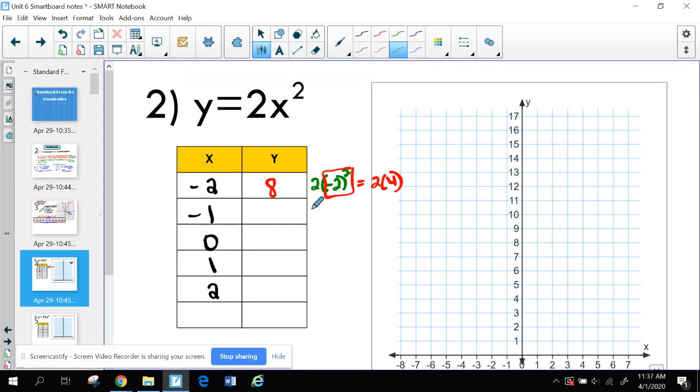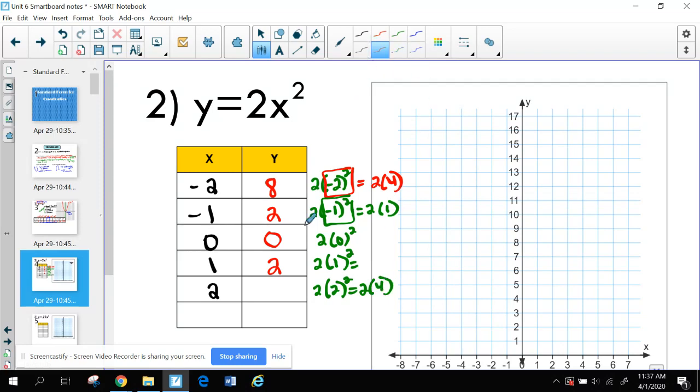Then I'm going to do 2 times -1 squared. Again, exponents first. -1 squared is 1. 2 times 1 gives me 2. And we keep going. This would be 2 times 0 squared. 0 squared is 0. 0 times anything is 0. Then I have 2 times 1 squared. 1 squared is 1. 1 times 2 gives me 2. And we start to see the pattern. Just to finish this one out, 2 times 2 squared would be 2 times 4, which gives me 8 again.